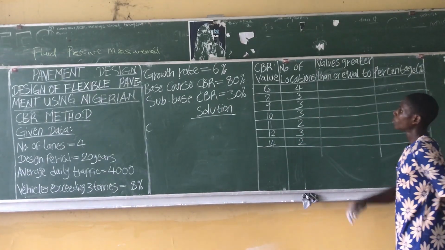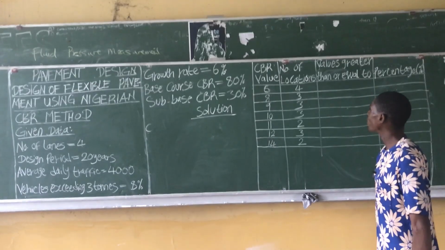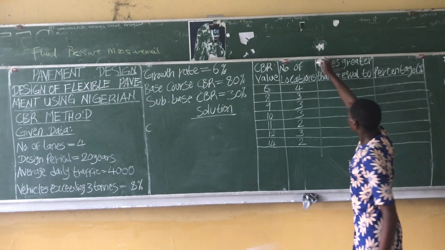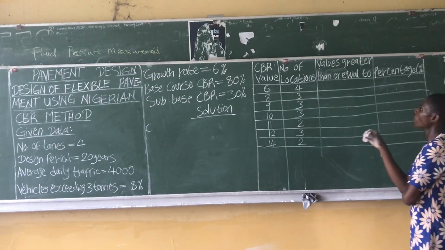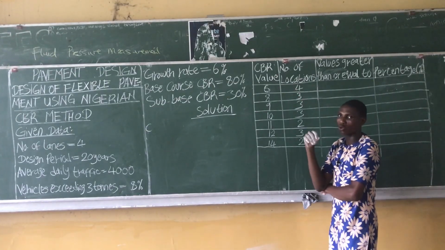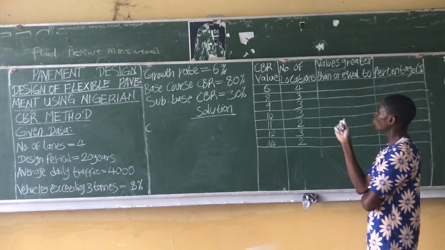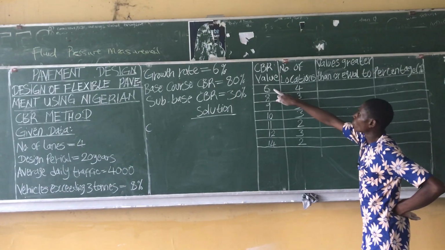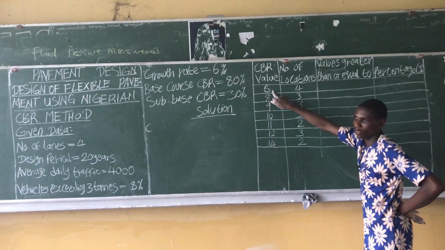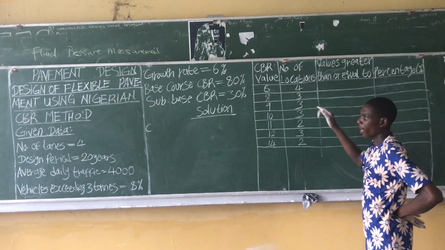So to get our subgrade CBR value, we have to create a table. On this table, the first column is to have our CBR value, which was given based on the portions that the test was carried out. What this simply means is that a CBR value of 6% was gotten for 4 locations along the highway.